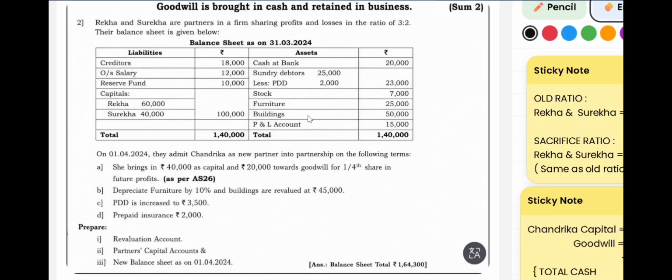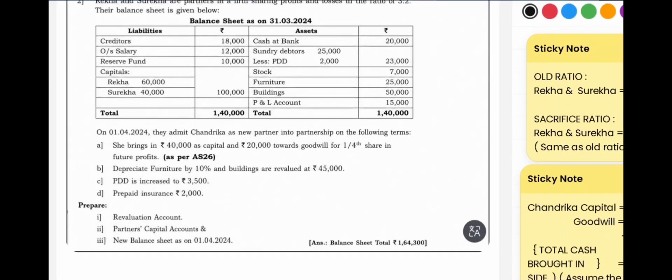Furniture will appear in the new balance sheet. Buildings will appear in the new balance sheet, and this profit and loss account which is given on the asset side is considered as a loss. So therefore it will go to the partners capital account and it will be distributed to the old partners in their old profit sharing ratio on the debit side of the partners capital account. So that's how these entries have to be transferred to the partner's capital account and other entries to the new balance sheet.